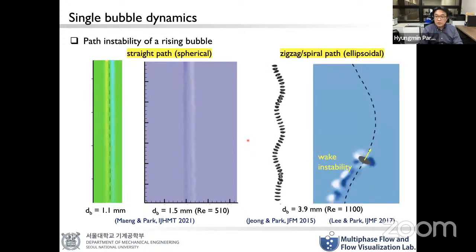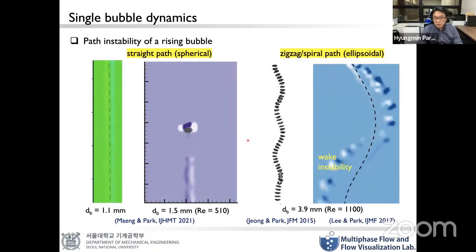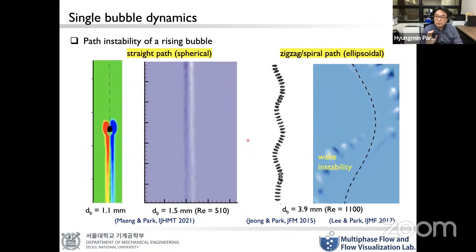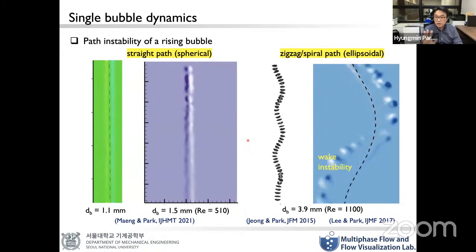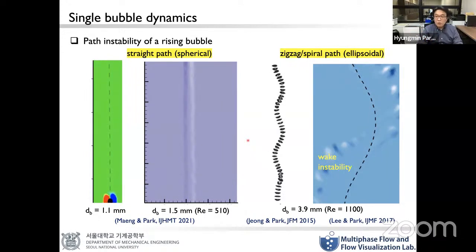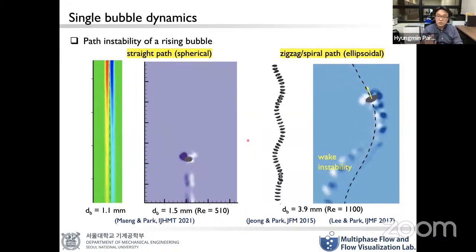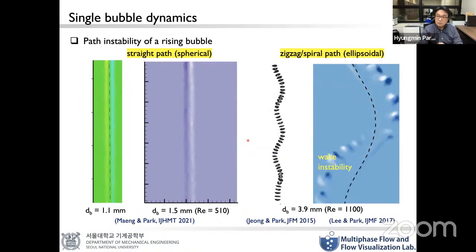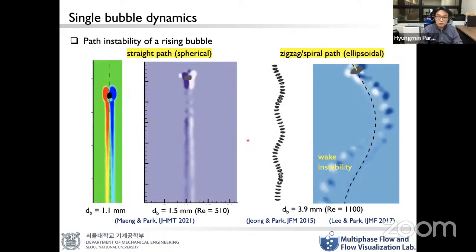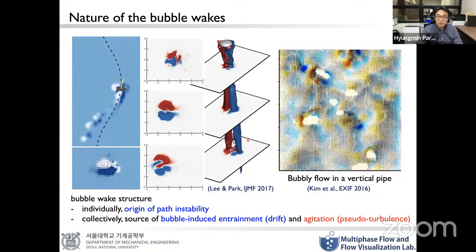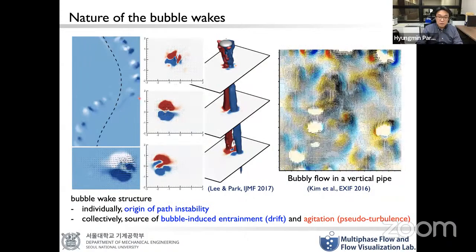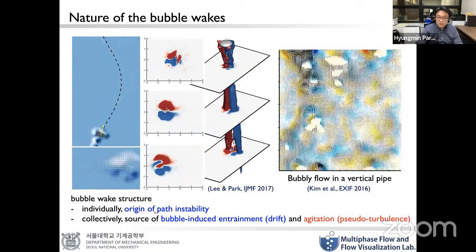But when the bubble size increases slightly, to about 4 millimeters, the wake vortices behind the bubble become unstable and separate. Depending on the sign of that vortex pair, the bubble follows a two-dimensional zigzag or three-dimensional spiral path. In this case, the bubble shape will typically be ellipsoidal. This is typically called path instability, a very well-known phenomenon. So as is shown, the wake structure behind the single bubble is the origin of the path instability.